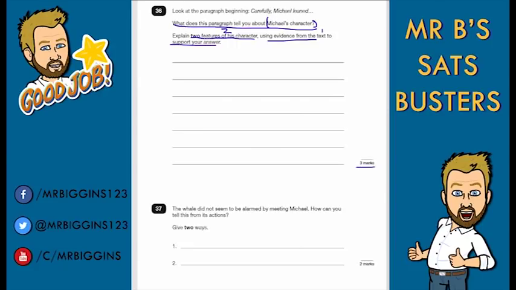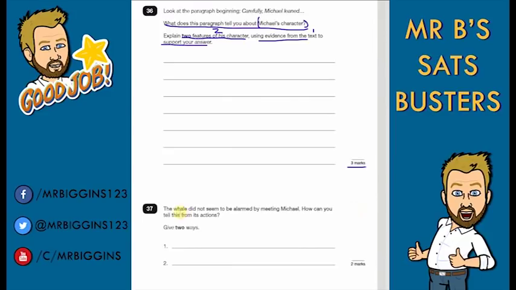Question 37 says, the whale did not seem to be alarmed by meeting Michael. How can you tell this from its actions? Give 2 ways. What I'm going to do is give you the 2 main points I think stand out. I'll give you some other ones that would be acceptable, and then let's have a look at the ones that we couldn't take in.